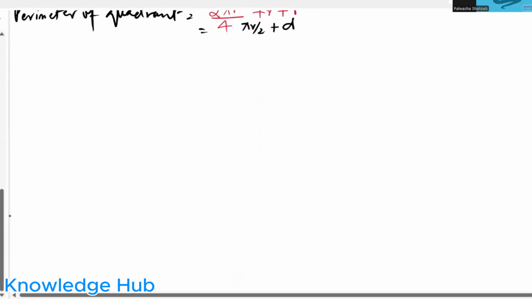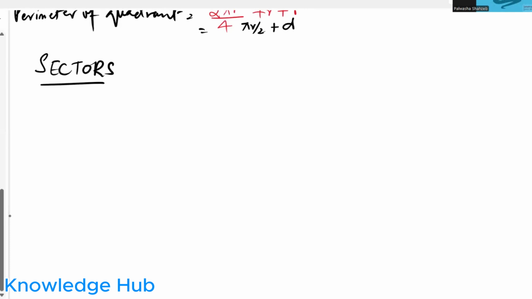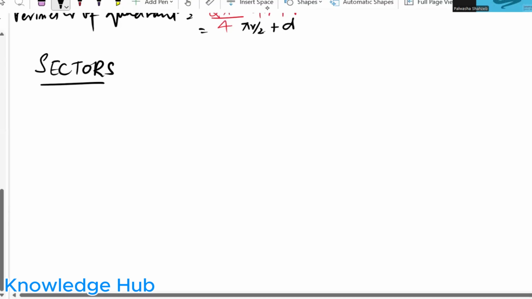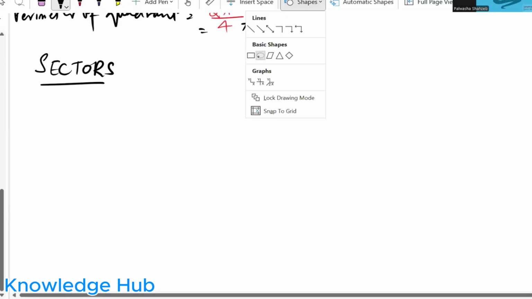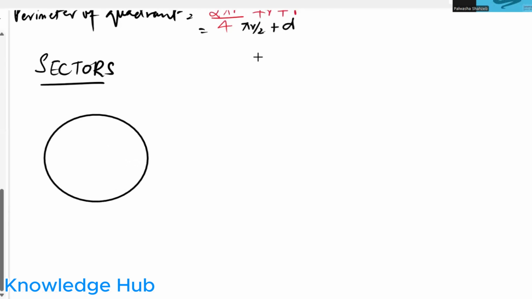Let us just start with sectors now. So basically, what is a sector? A sector is a part of a circle made of the arc of a circle with its 2 radii. Let me just show you first. So this is a circle.